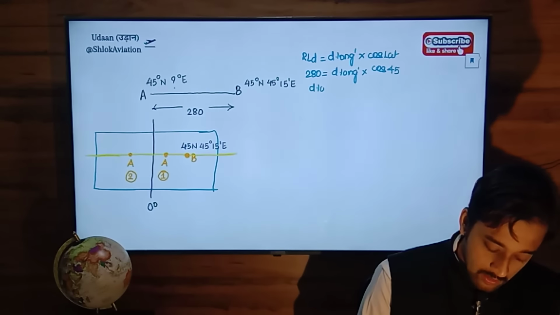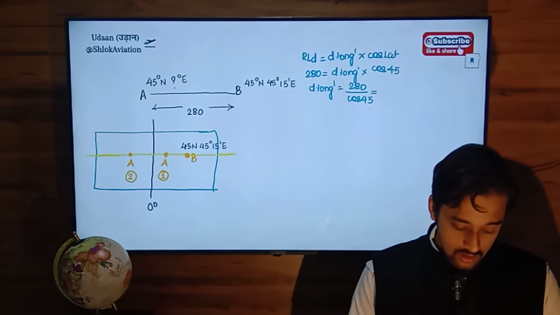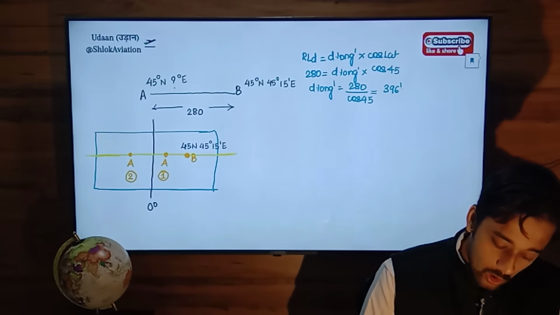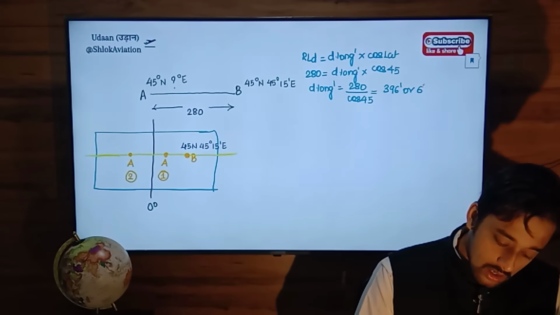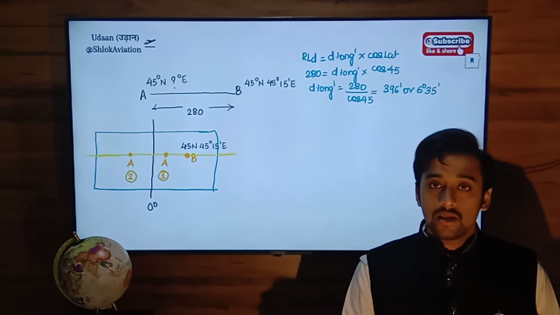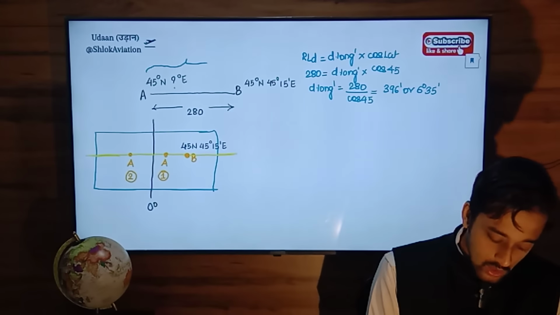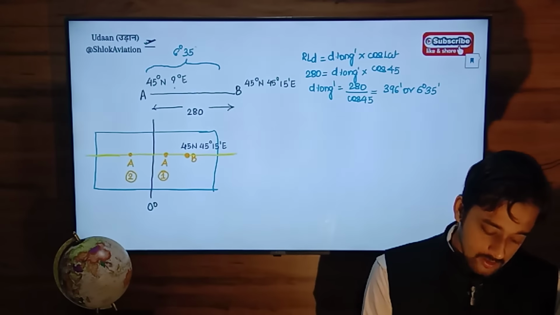So d long in minutes will be, cross multiplying, 280 by cos 45, which is 395.9 or 396 minutes. Divide that by 60 and you get 6 degrees 35 minutes. So that means the total d long between A and B, the difference between their longitudes, is 6 degrees 35 minutes.